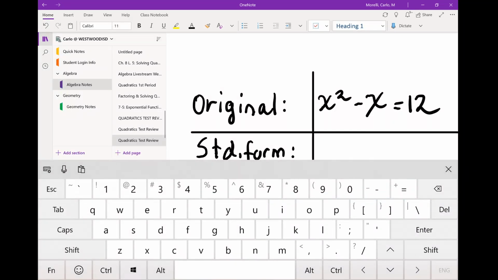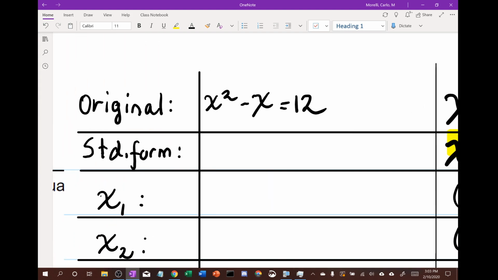Okay, here's your first problem. Under test review, this is a table that we're going to complete.